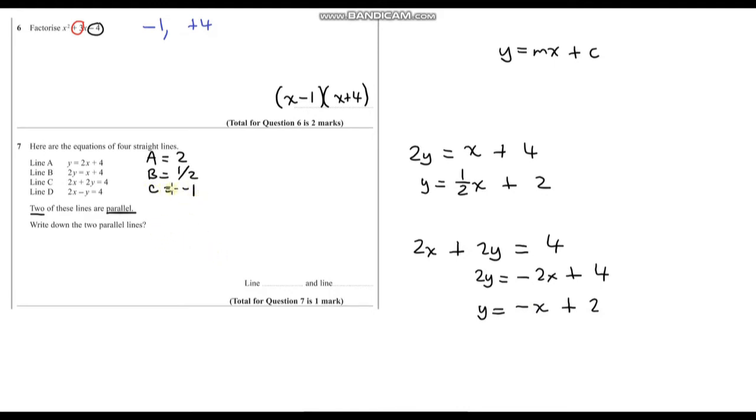So D is going to have to match up with one of these. So for D, we've got 2x minus y equals 4. So let's put y on the right hand side. If we add y to both sides, it's going to be 2x equals 4 plus y. And if we subtract 4 from both sides, we're left with 2x minus 4 equals y. So for D, our gradient is 2. So we can see that the 2 gradients that are the same are A and D. So those are our 2 parallel lines, A and D.